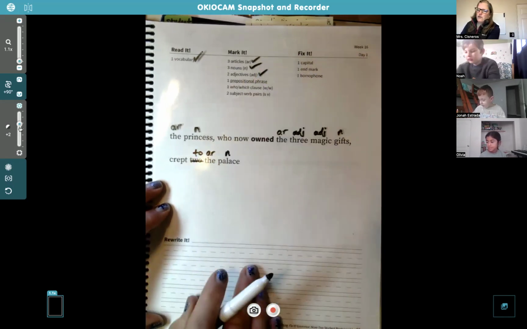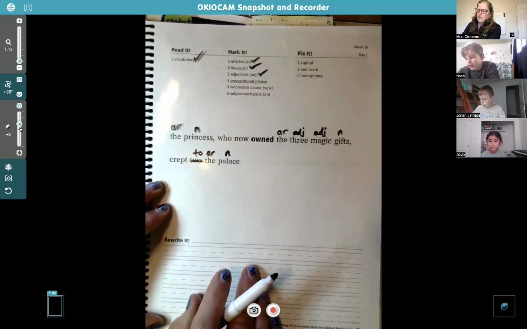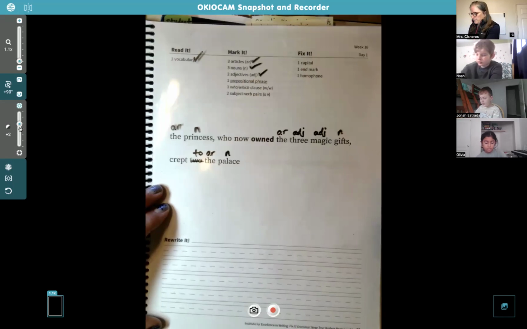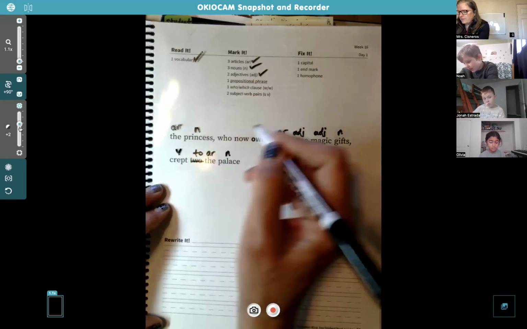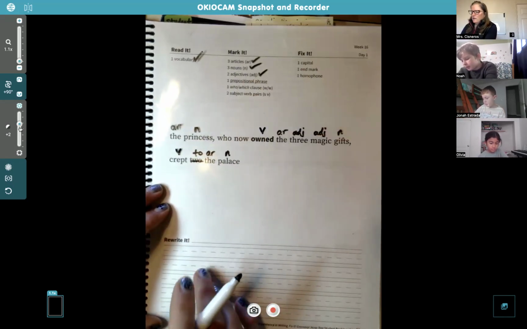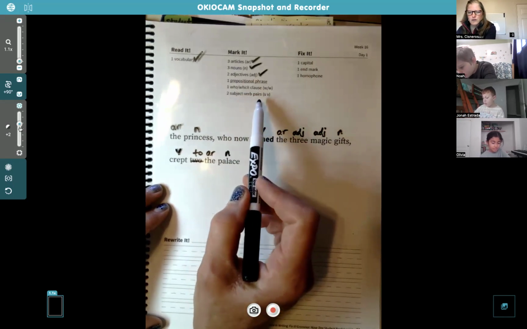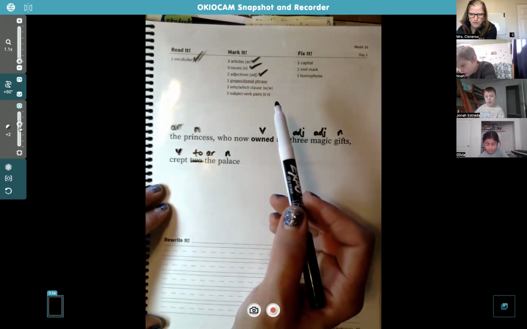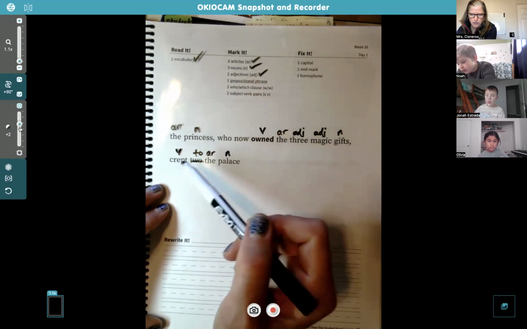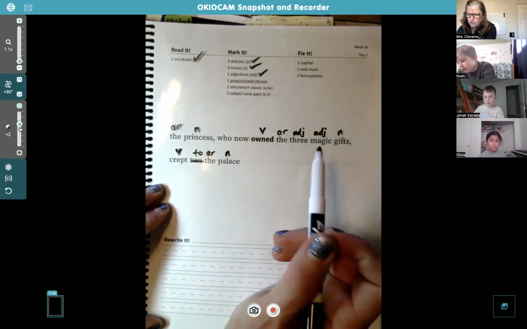I'm going to jump down to verbs next because sometimes those prepositional phrases get me stuck. So I think we should do verbs. So Noah, where are the verbs in the sentence? Wrapped and owned. Yes, very good. Crept and owned. Even though it says two subject verb pairs, sometimes there's more than that for the verbs, but this time there is only two. So just so you know, sometimes there's more.